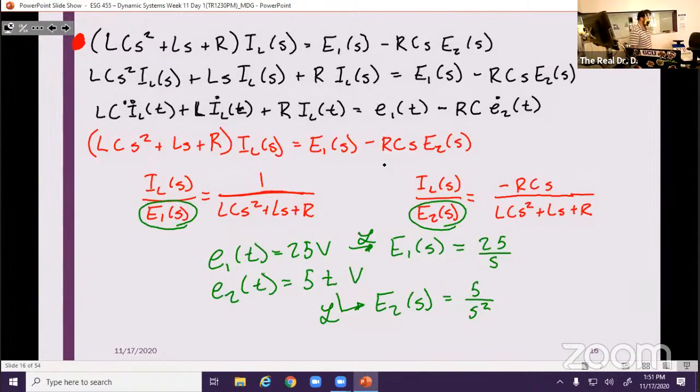Transfer functions are powerful. Why are they powerful? Because they allow us, if you wanted to solve for the response here, to multiply your transfer function by the input, do your partial fraction expansion, inverse Laplace, and you're done. You don't have to do that for this problem, but that would be the steps that you would take. You guys have any questions?